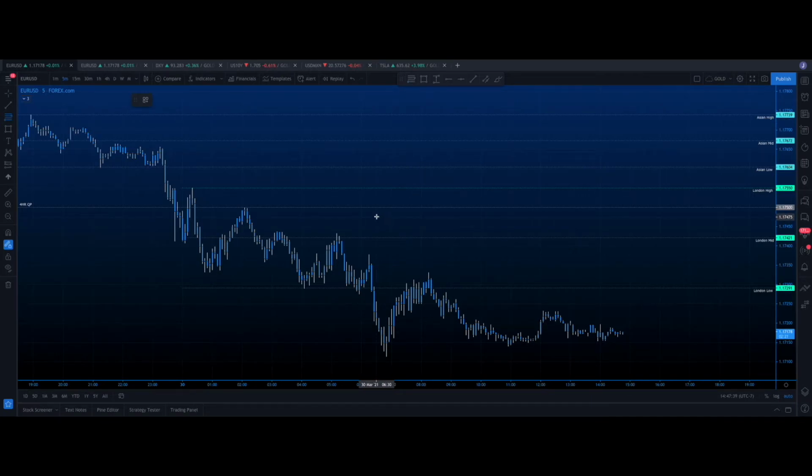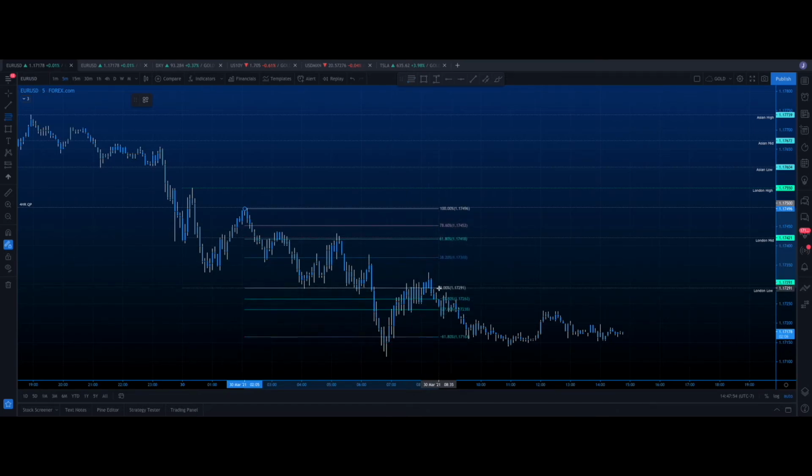I am a big Fibonacci trader. Again, I'll make a separate video on Fibonacci and how I use it specifically, but here's how I used it today. So here's the mid, here's the relative high that we had. So I went from high to low to London low.